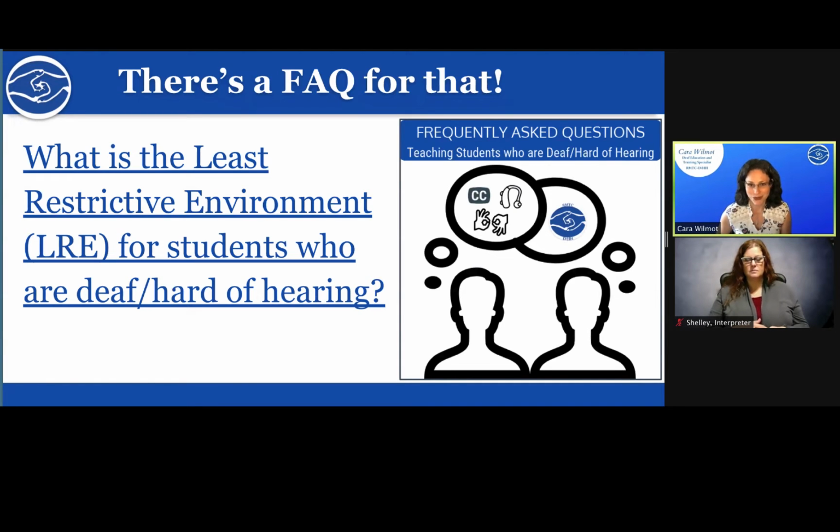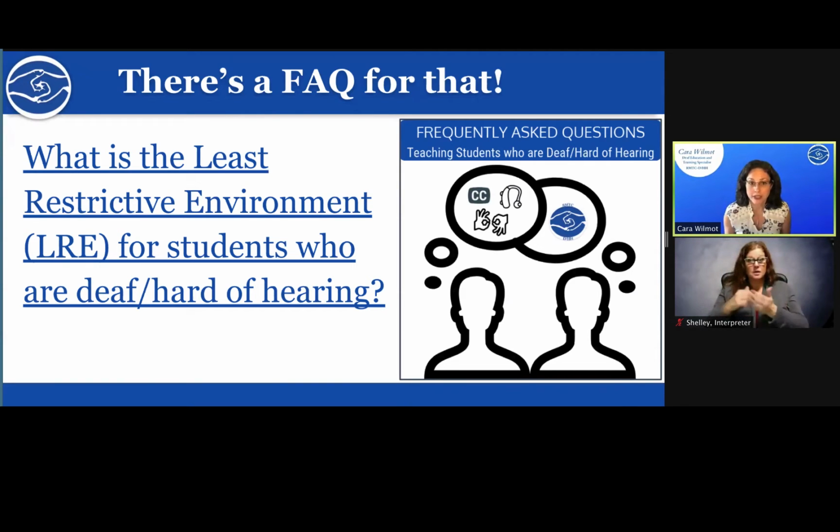What is the least restrictive environment for students who are deaf and hard of hearing? I chuckle because this is such a huge topic, and as the theme states, it is student-based. We do not make this decision because the student is deaf or hard of hearing, or because of their communication modality. This is a data-based driven decision. We look at the whole child and have a discussion with the IEP team.